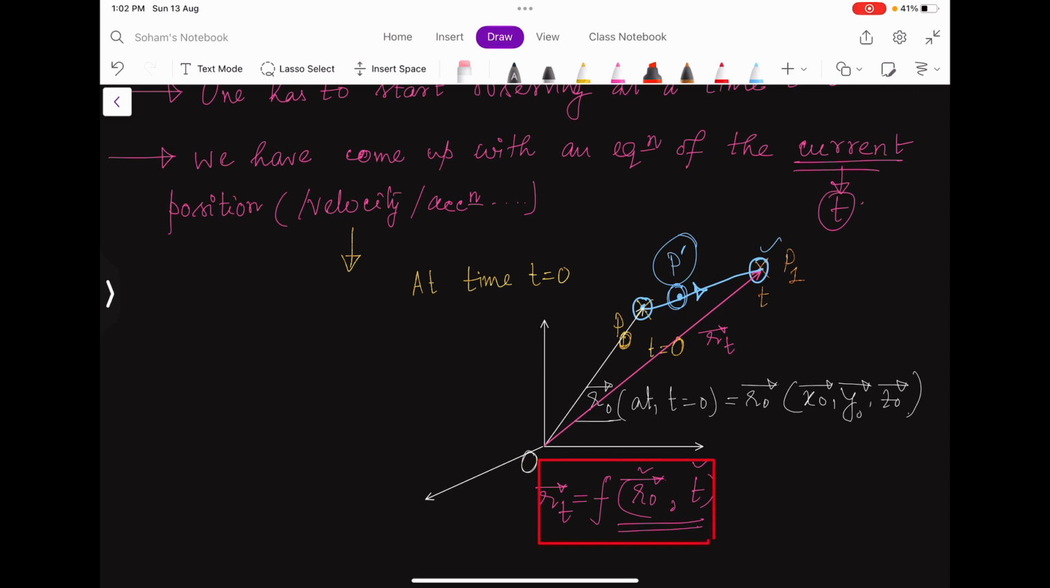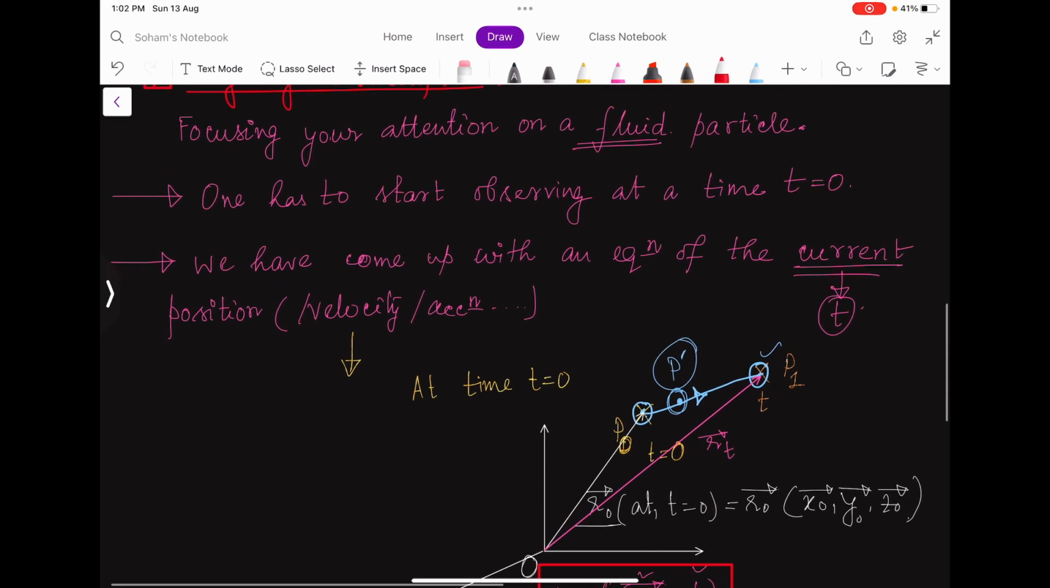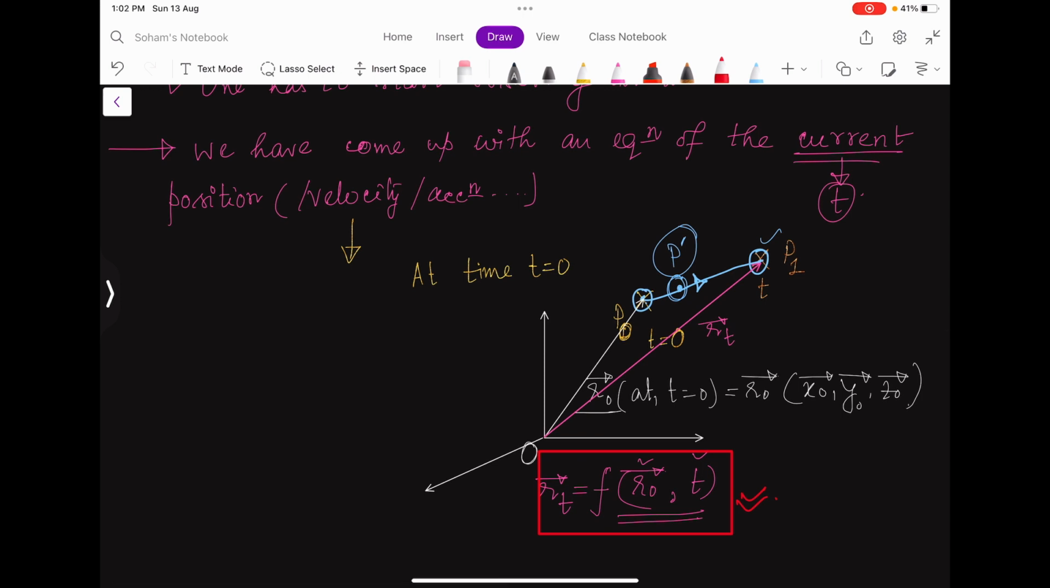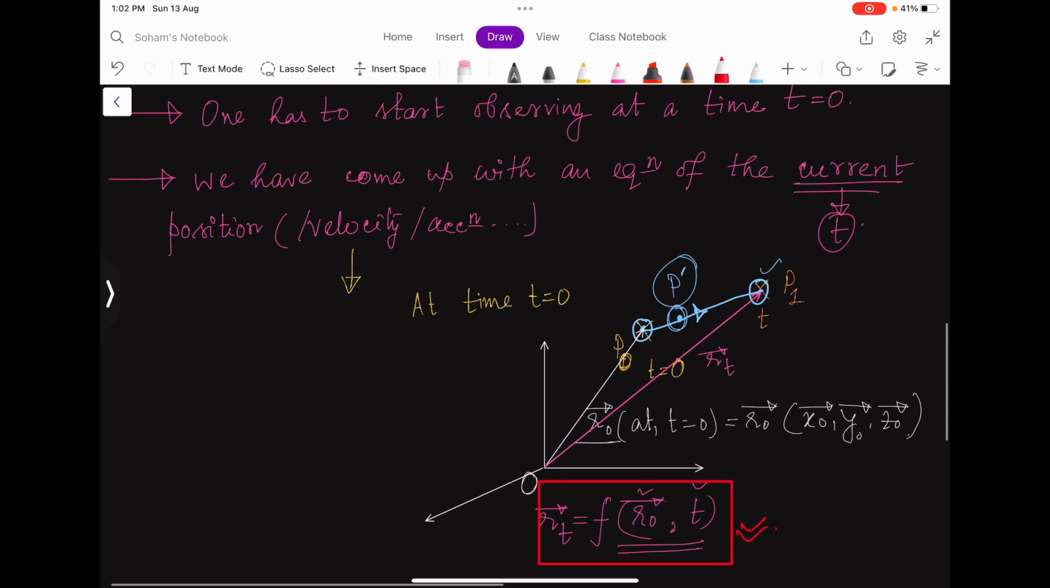This is the mathematical description of Lagrangian motion.